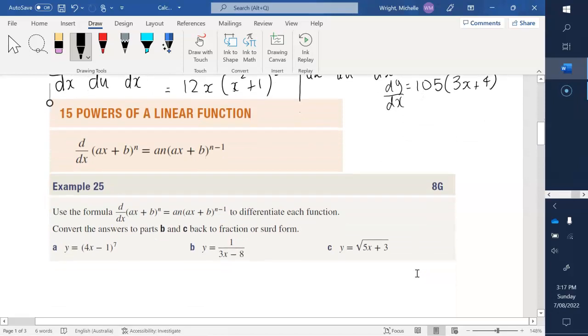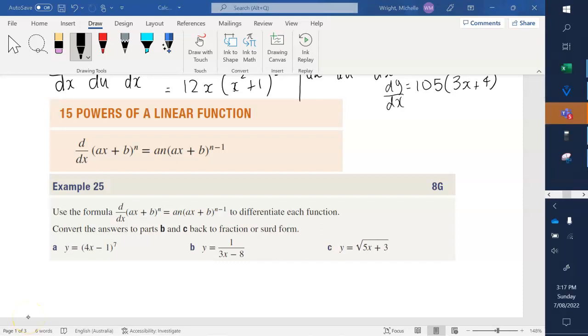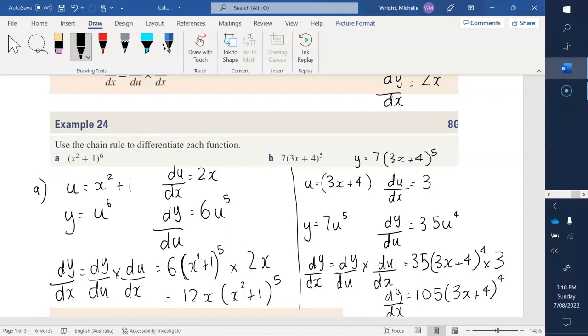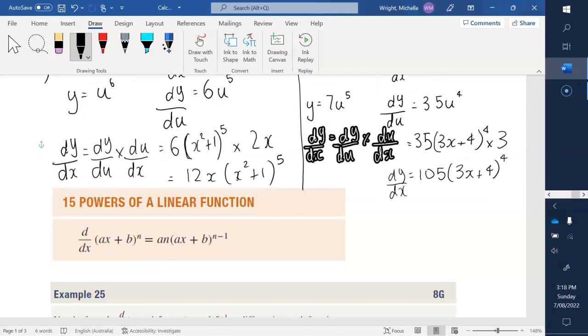Okay, let's go down a little bit further. Powers of a linear function. What we're doing here is just writing this rule a little bit differently. This rule looks a little bit different. It's only got a d/dx there, and it's got a function in there. Normally, because our function is equal to y, for example, up here, if we want to differentiate y, to find dy/dx, we can just pop a d/dx in front of it. It's another little way of saying differentiate that function.